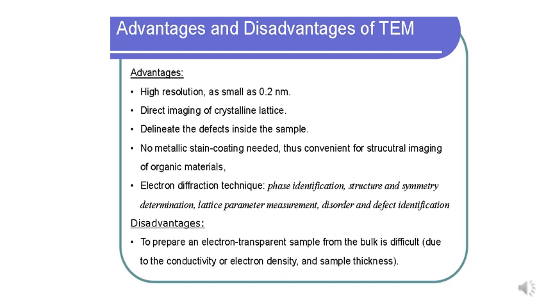However, to prepare an electron transparent sample from a bulk is difficult. If your sample comes from bulk, it is a bit difficult to prepare, because you need a complex preparation of the sample before you can run it by using TEM. So these are the things that you need to know before you can run by using TEM.